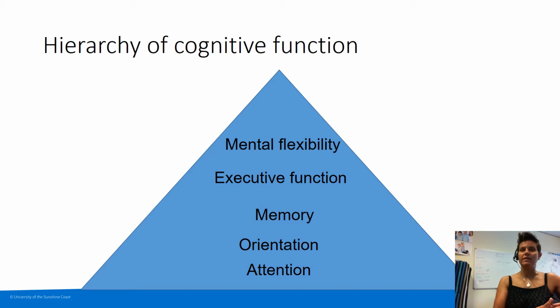Once we're orientated, we then need to engage memory and understand what is happening and remember what's happened in the past and compare that to what we know already. Then only can we get involved in executive functioning, which is one of the higher cognitive functions and something we see a lot of in our patients and a lot that we work with as occupational therapists. And finally, at the top, we have mental flexibility. So I'm going to go into these in a little more detail in the following slides.